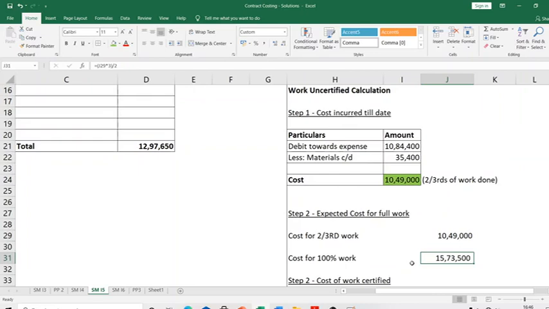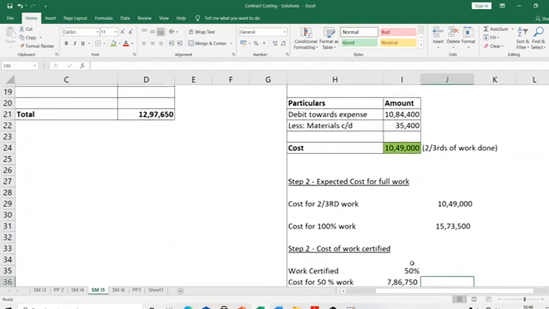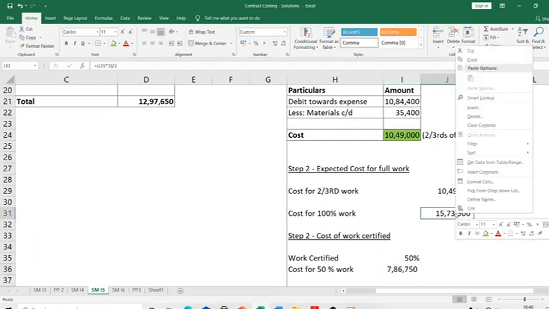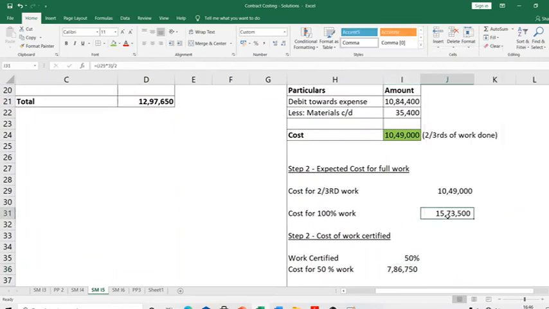But out of this, if you see, 50% of the work has been certified. So if I take 50% of 15,73,500, I get 786,750. So this is the cost for 100% of the work. I know 50% work has been certified. Actually, 2/3 of the work, which is 66.67%, has been completed. What is the work certified? 50% has been certified. So 50% of the total cost is 786,750.